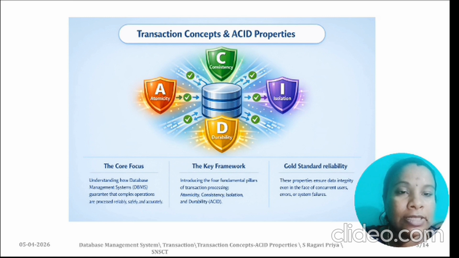Transaction concepts and ACID properties. The core focus is understanding how database management systems guarantee that complex operations are processed reliably, safely and accurately. The key framework introduces the 4 fundamental pillars of transaction processing, that is atomicity, consistency, isolation and durability. The gold standard of reliability: these properties ensure data integrity even in the face of concurrent users, errors or system failures.